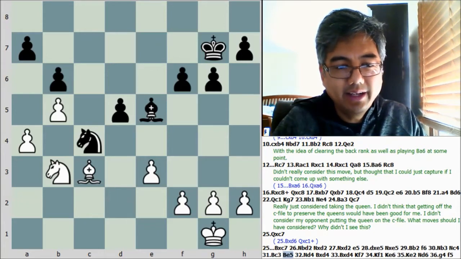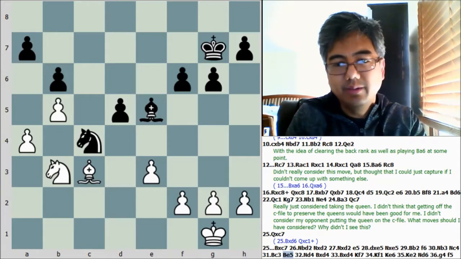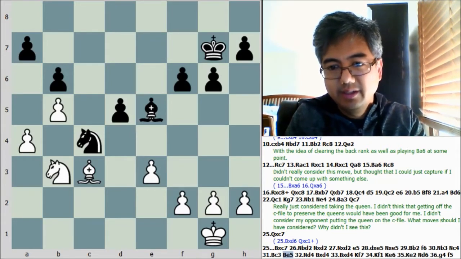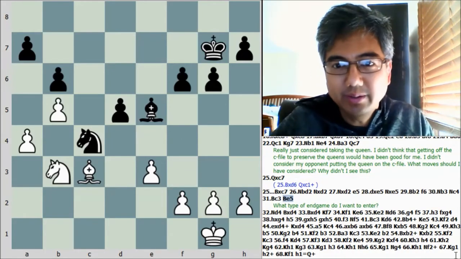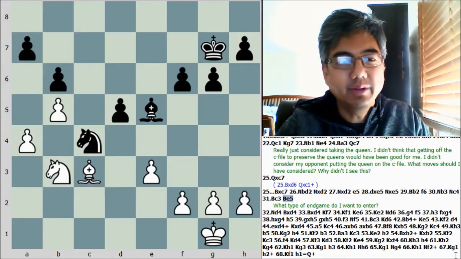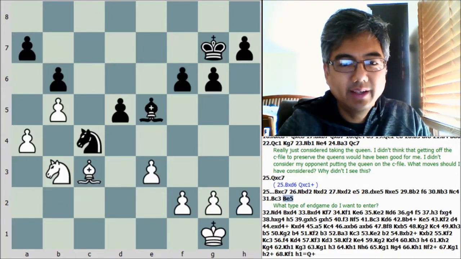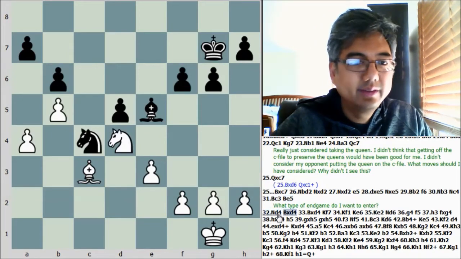So in my game notes, I will put down what type of endgame I want to enter. Now, you can examine other aspects of the position as well. This is just a trigger. The question is just a trigger to look into this a little bit further. Okay, and let's go through some more of the game.